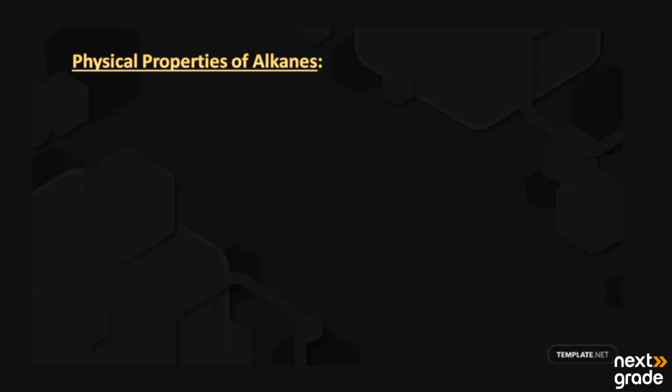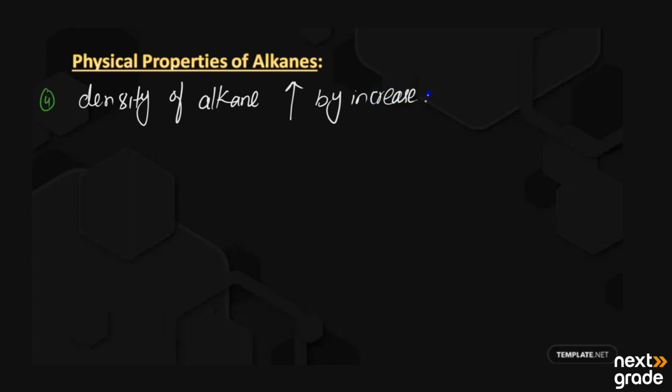Next we have the fourth property of the alkanes: the density. The density of alkanes increases regularly with the increase in their molecular mass. As we move from carbon 1 onward to higher carbons, the molecular size increases, and in turn their density also increases. And what does density mean? Density is the mass to volume ratio.